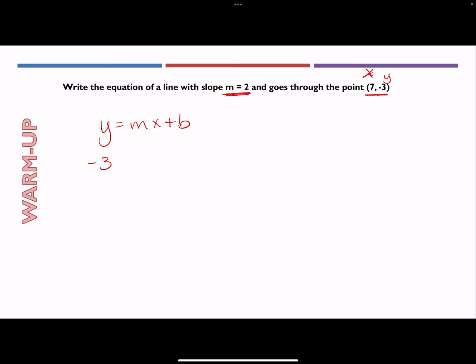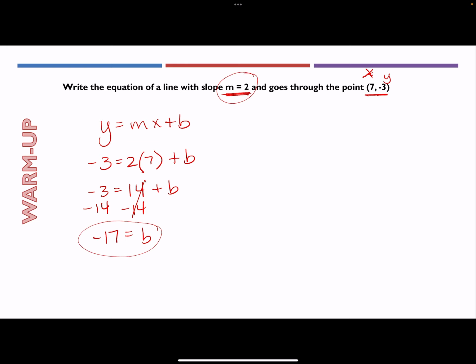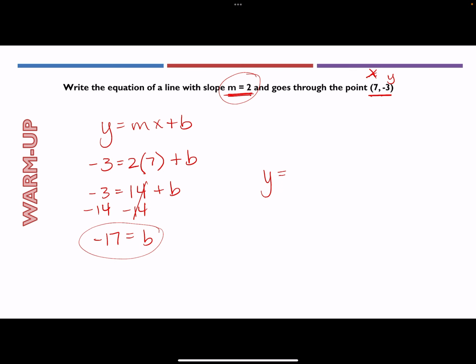So y is -3, m is 2, x is 7, and I want to solve for b. So now we're going to take this equation and solve for b. So -3 is equal to, I can multiply that 2 times 7 and get 14. And then to get b by itself, I have to subtract 14 from both sides, and b is equal to -17. So now I have my slope that they gave me. I have a y-intercept. I put them together into y = 2x - 17, and there's my equation.